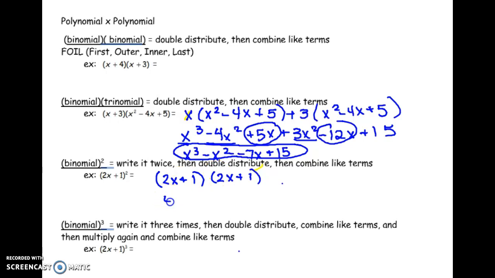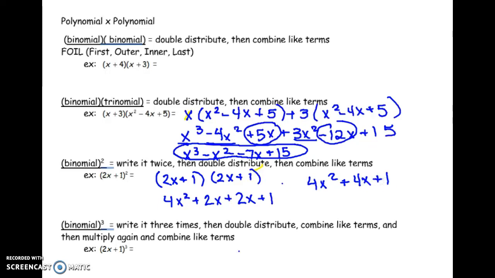So first would be 4x squared. Our outer would be 2x times 1, which would be 2x. Our inner would be 2x, and then we have a plus 1. So we call this the middle term here. So we've got 4x squared plus 4x plus 1.